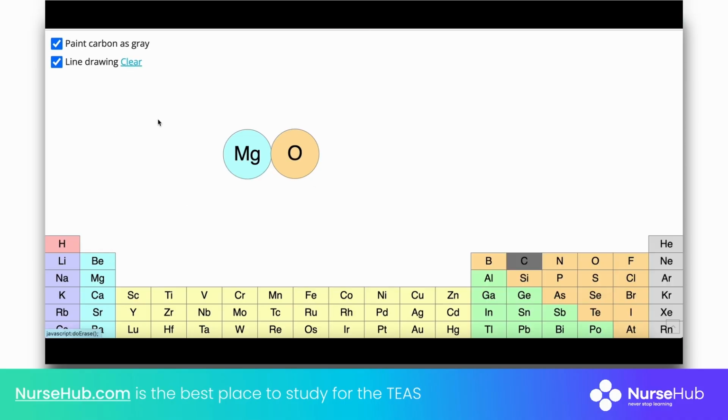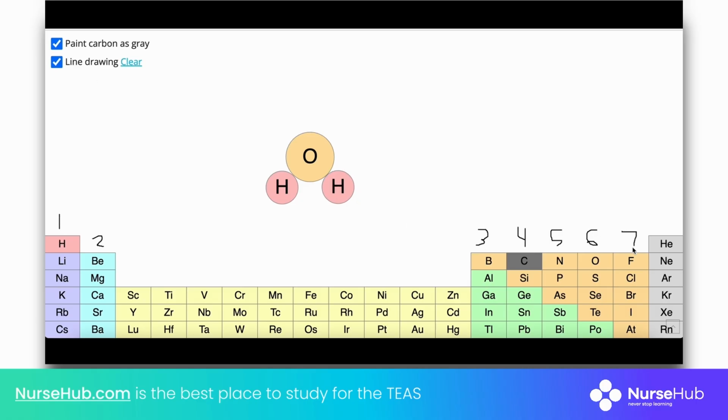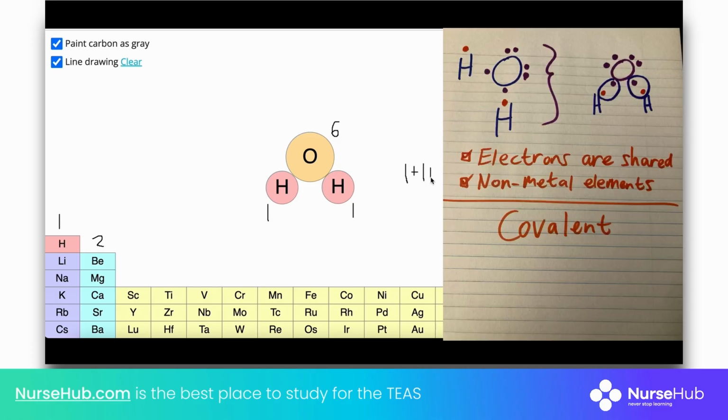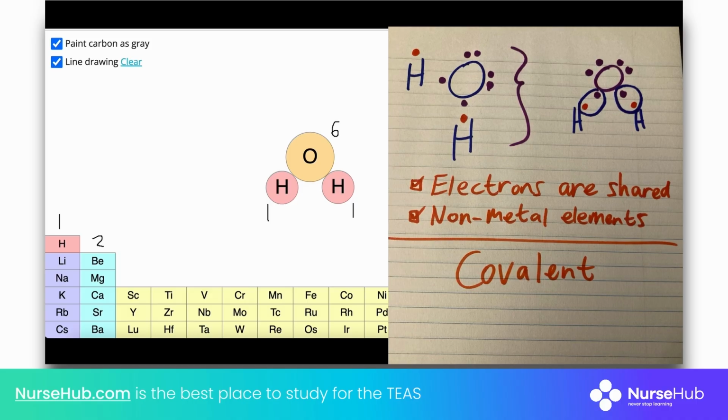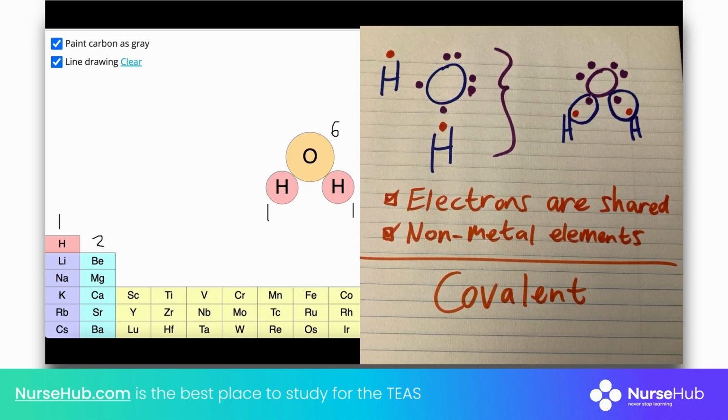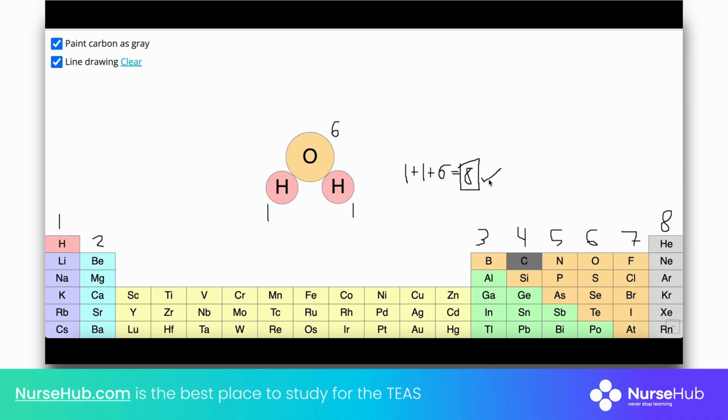What about H2O? Well, first off, hydrogen is a nonmetal, and so is oxygen. We know this because they're both gases at room temperature. Hydrogen and oxygen are going to want to share electrons in order to fulfill their octet, which they do because hydrogen has 1 electron each. 1 + 1 + 6 equals 8. This is a covalent bond.